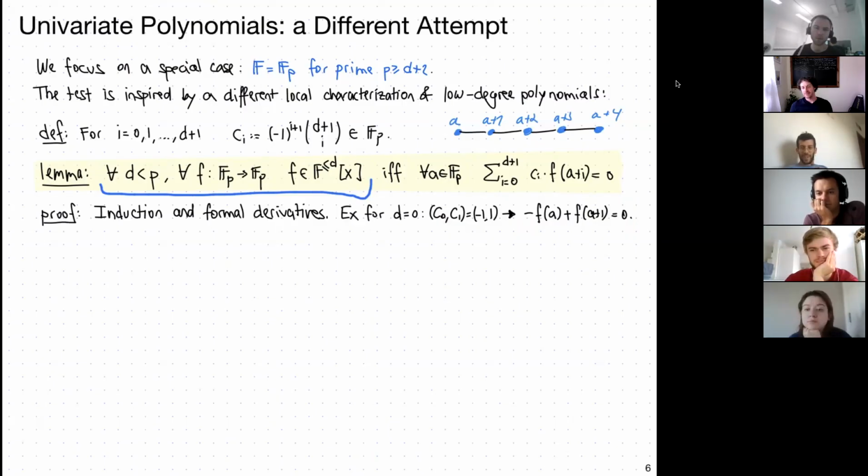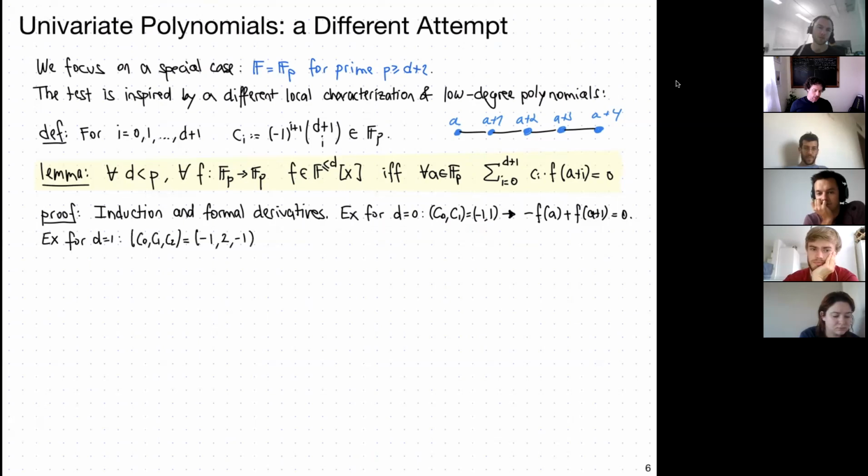It's the derivative, in a very, very degenerate sense. I'm looking at f of a plus 1 minus f of a, divided by 1 minus 0, or by a plus 1 minus a. So, fine. We have this thing, and then let's see what happens if we do it for d equals 1.